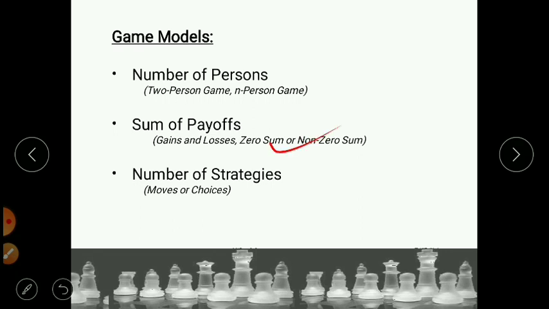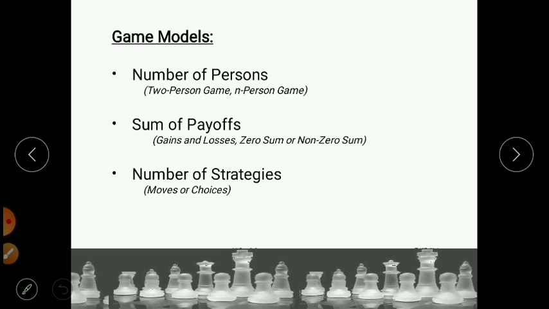Now, the sum of payoff is nothing but the gains and losses, or profit or loss. If the sum of all the payoffs to the players is zero, then the game is called a zero-sum or constant-sum game. Either zero-sum or constant-sum game, they mean the same. Otherwise, if the sum of payoff does not result in zero, then it is a non-zero-sum game.